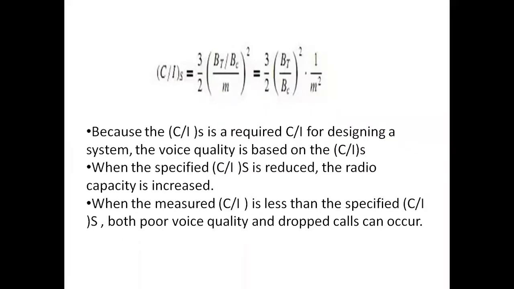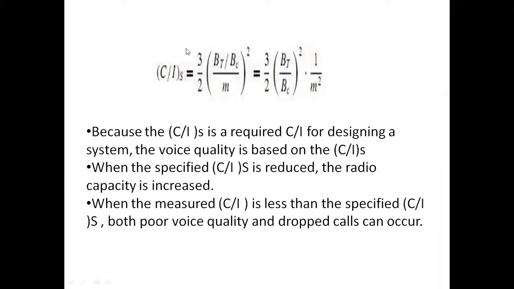If interference is more, voice quality is less. If interference is less, voice quality is more. So when the measured C by I is less than the specified or required C by I, we have poor voice quality and some dropped calls also. When we measure the C by I value practically in a particular area, and it is less than our required value, then we have low voice quality, and obviously dropped calls can also occur.